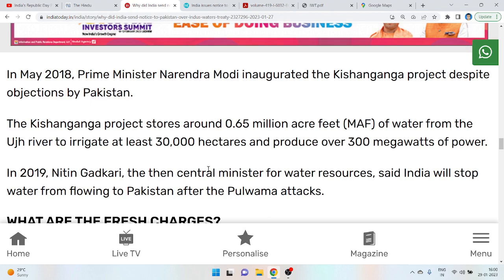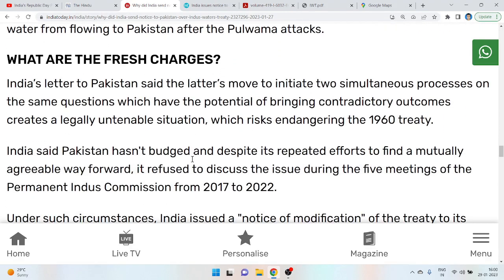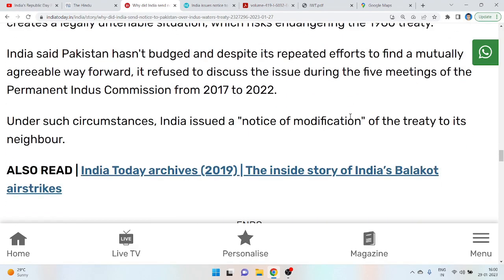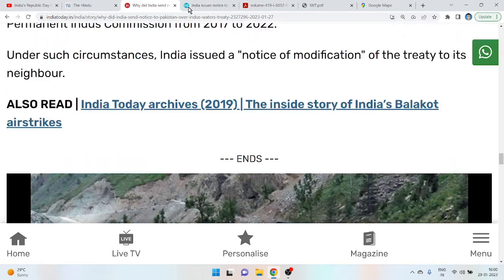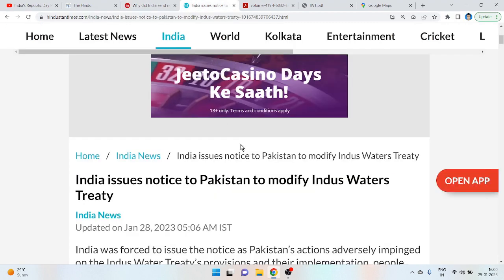Now come to the news. What are the fresh charges? India's letter to Pakistan said that the move to initiate two simultaneous processes on the same question, which have the potential of bringing contradictory outcomes, creates a legally untenable situation which risks endangering the 1960 treaty. Now, what actually happened? Now come to the Hindustan Times publication.